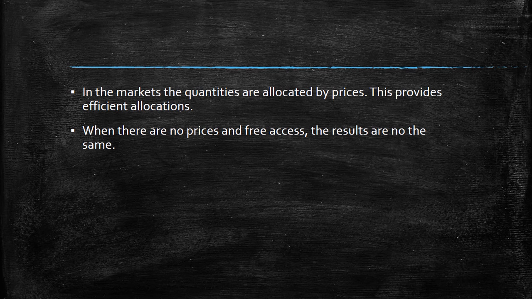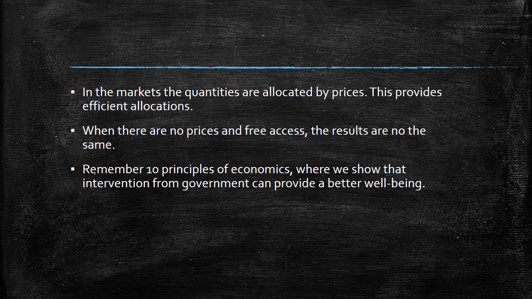Now what we are trying to see here with the common resources and public goods is that there are no prices and there is kind of free access. So the results are not the same as in a normal market.